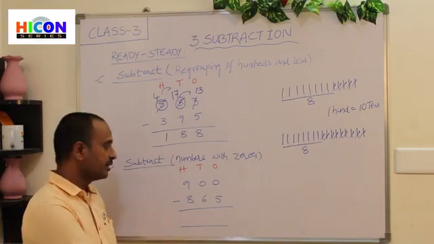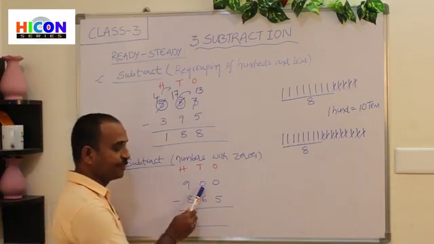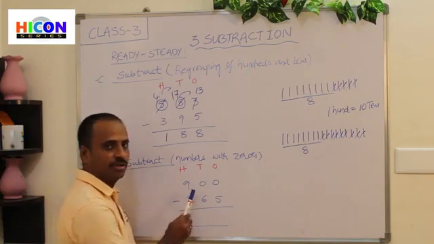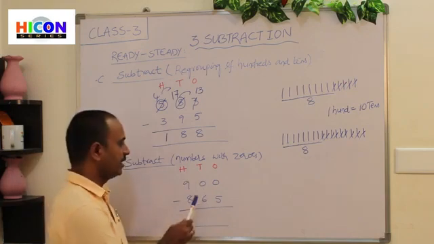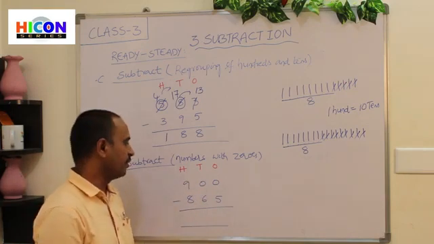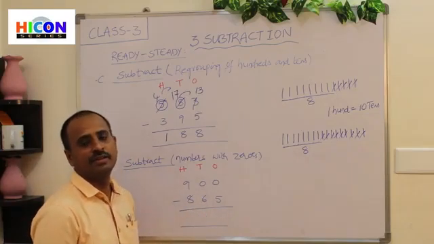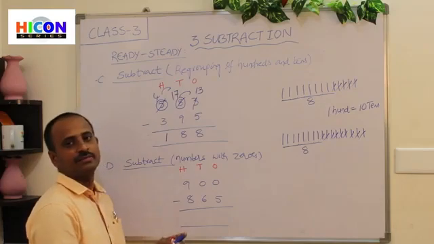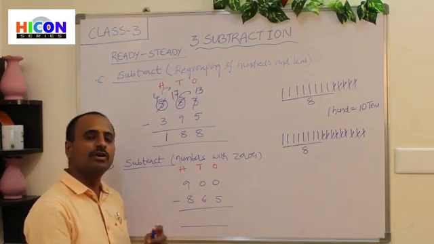What is its next place? Tens. What is the digit present under tens place? 0. That means there are no tens. We cannot borrow from the tens place because there are 0 tens. Then go to the next place. If you cannot borrow from one place, then go to the next place.